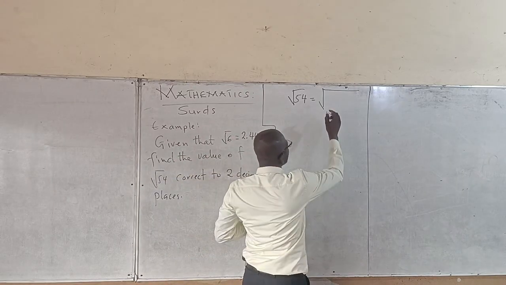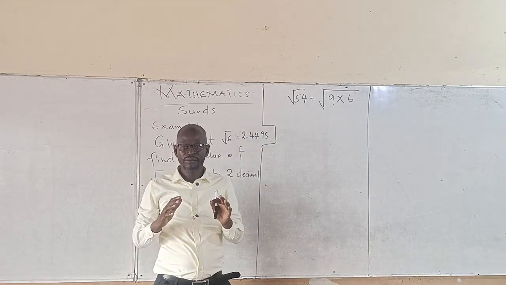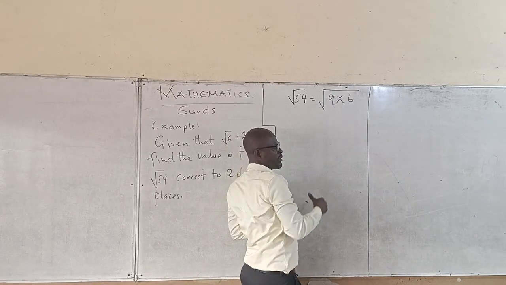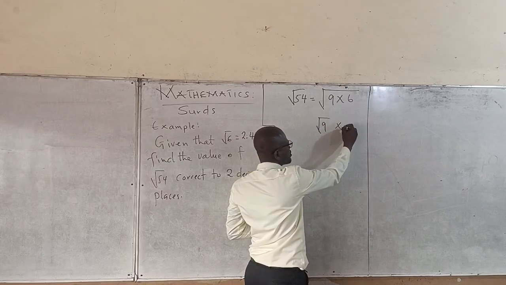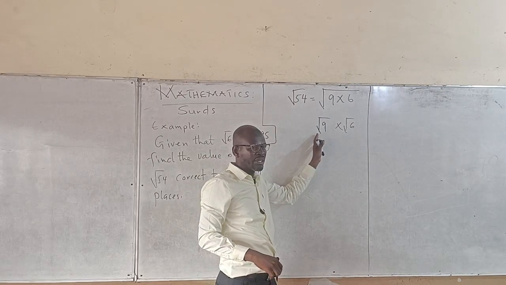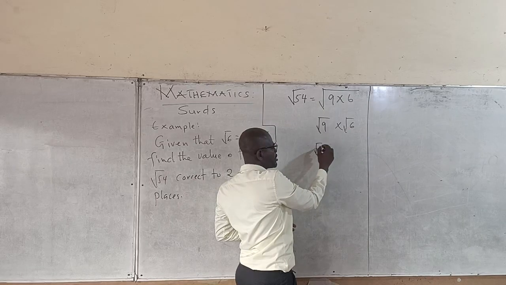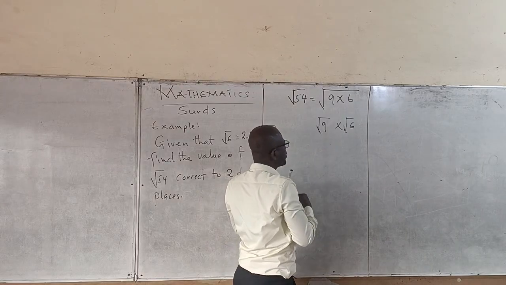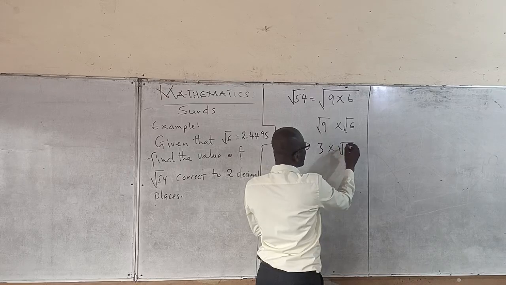What are the two numbers that, if we multiplied, give us 54? 9 times 6 will give us 54. And the first rule of surds says, if you find something like this, you can write it in this form: square root of 9 times square root of 6. And we can easily simplify square root of 9 because it's a perfect square. Square root of 9 is not square root of 3. It's very important. Square root of 9 is 3. So you write square root of 9 as 3 times square root of 6.